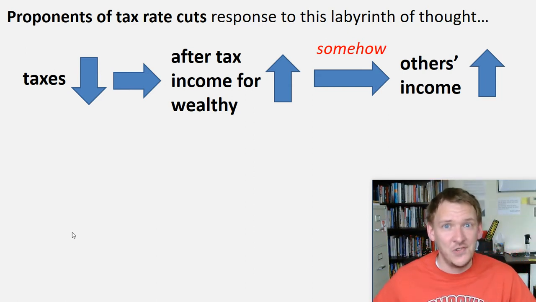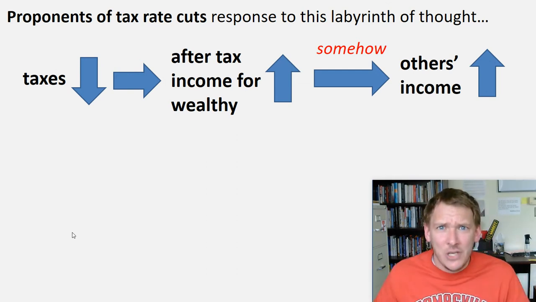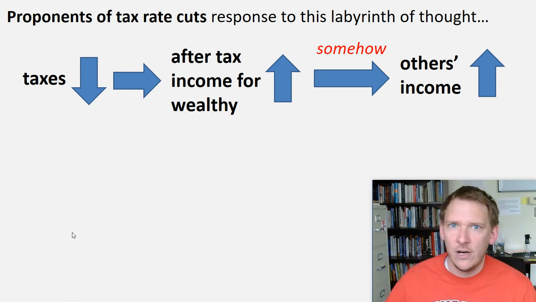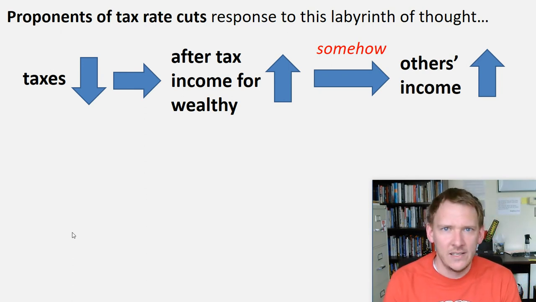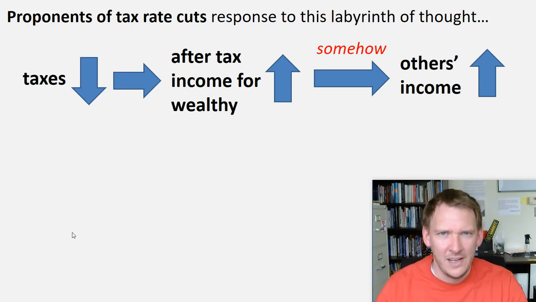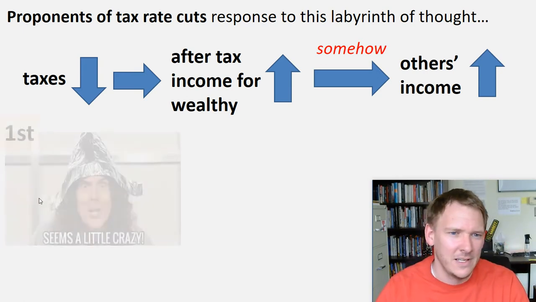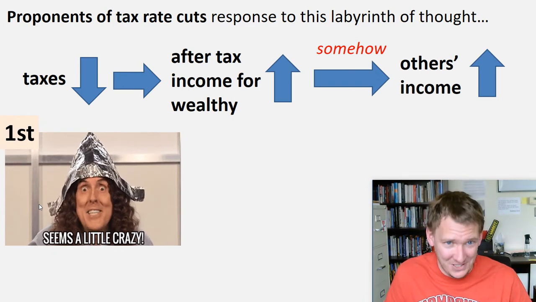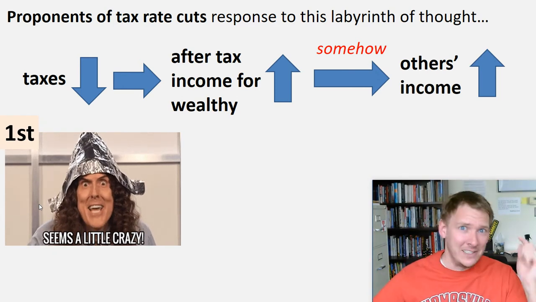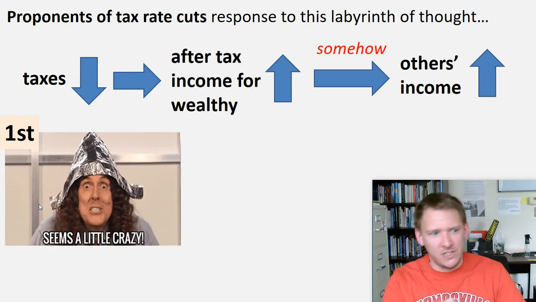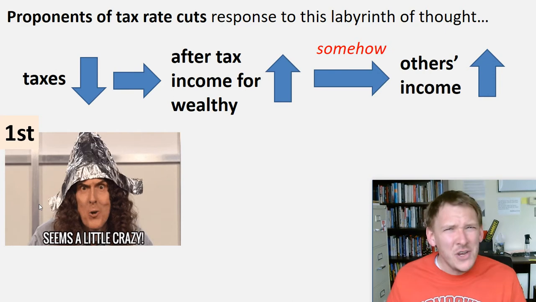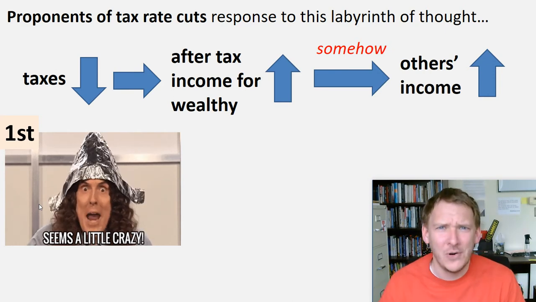That's what we said. This is the proponents' response to this labyrinth of thought. If we lower taxes, then the prosperity is somehow going to trickle down to, who said that? No one said that. You said that. You said that as a straw man, and we'll talk about that in later videos. So first of all, the response of the proponents is, you're a crazy person. What is that? Lowering taxes is going to lead to my prosperity gain, which is eventually going to lead to their prosperity gain, but that prosperity gain never actually happens. What are you talking about? You are a crazy person.